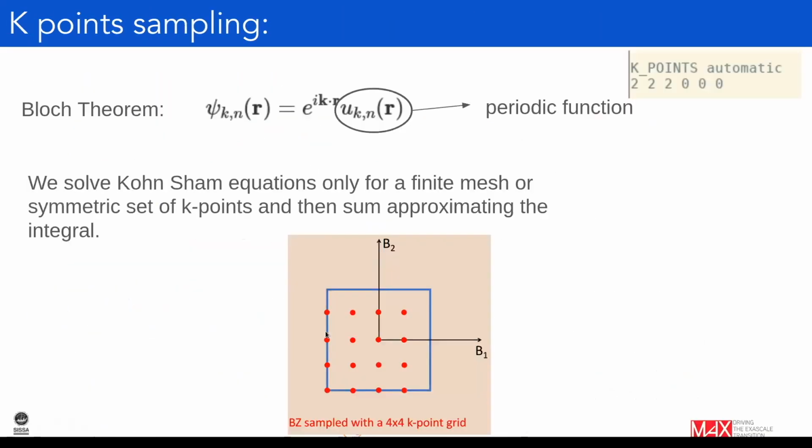Then the other information that you need to provide to the code is given in the input with this card that tells you how you want to sample the Brillouin zone. Quantum Espresso is a code that performs calculations for periodic systems, and so it exploits Bloch's theorem. So all your wave functions can be written as a product of a periodic function u of r times a plane wave e to the ikr, where k is in principle any number that is confined to the first Brillouin zone. But we obviously don't want to compute it for the infinite set of numbers in the Brillouin zone, so we just compute it for a finite set of k-points, usually given by a finite mesh of a symmetric set of k-points, and then we sum and approximate the integral with this sum.